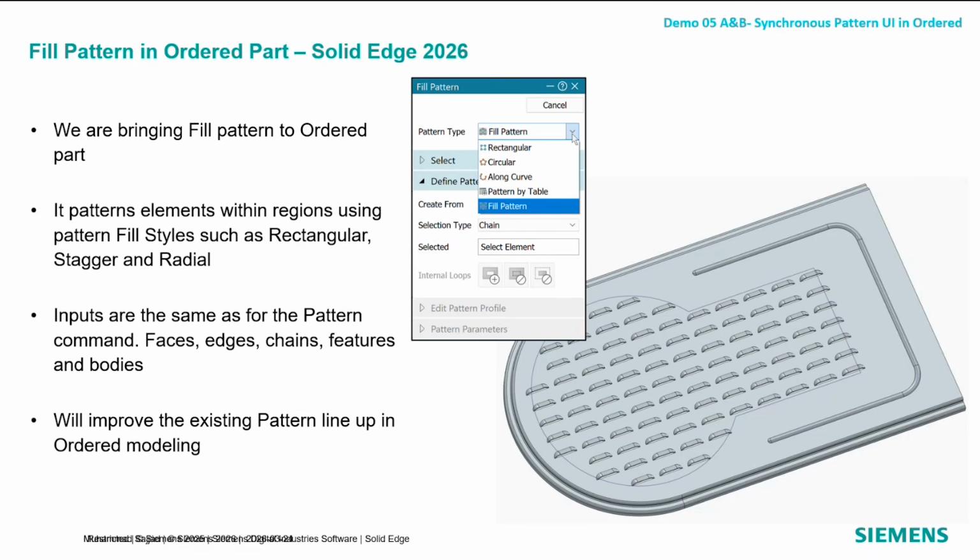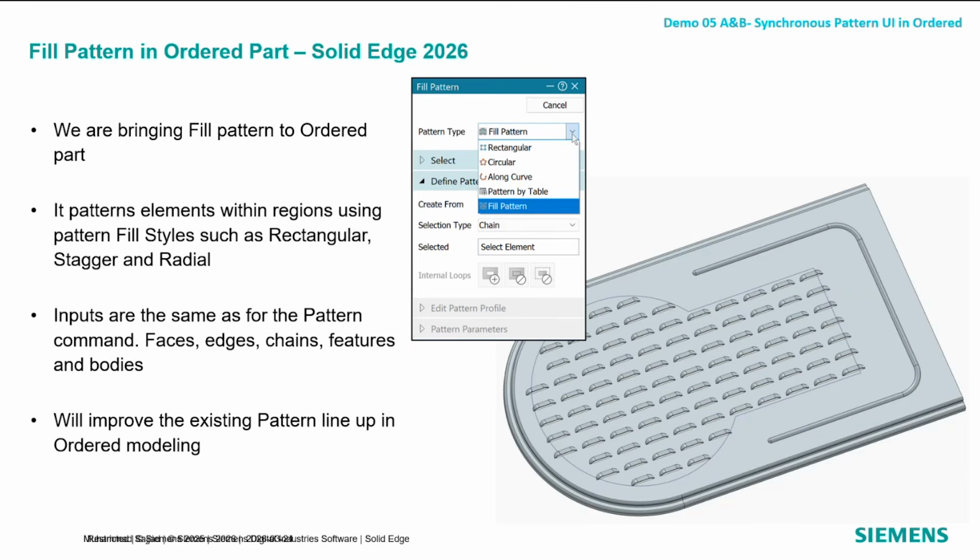So if we go into 2026, we introduced the fill pattern feature to the ordered mode in our software. This enhancement allows the user to pattern elements within a specified region so they can utilize the various fill styles such as rectangular, stagger, and radial.